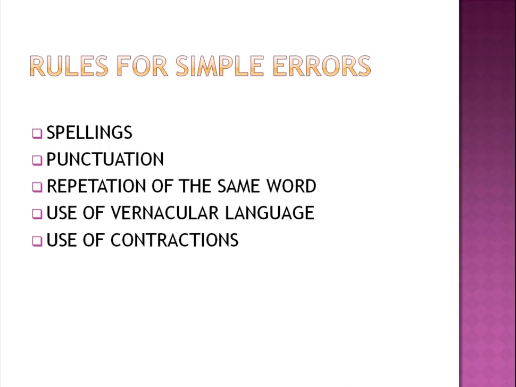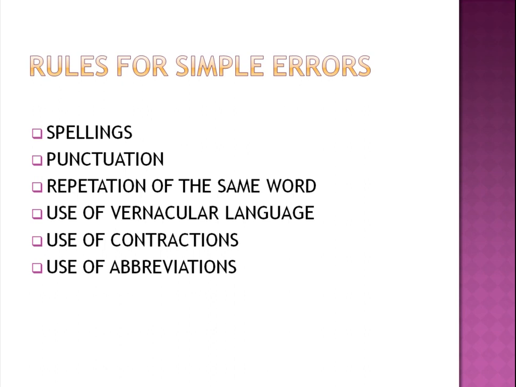Use of contractions, for example, didn't, can't, don't. All these are contractions. You cannot use them. Use of abbreviations. Generally, we cannot write MA. We have to write Master of Arts. MLA, we cannot write. We have to write Member of the Legislative Assembly. Yes, we have to elaborate it.